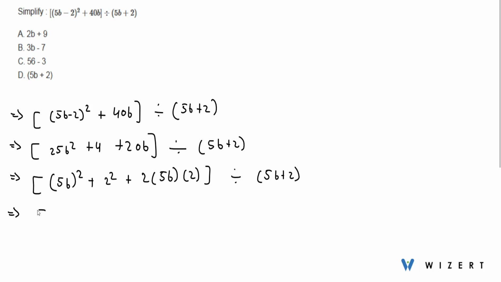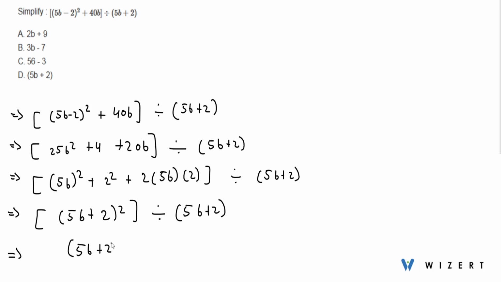So can you observe what it is? It is nothing but (5b plus 2) whole square. So this will be (5b plus 2) whole square divided by 5b plus 2. So the question has become very simple. So this was a wonderful question. So (5b plus 2) whole square upon 5b plus 2 will be equals 5b plus 2.